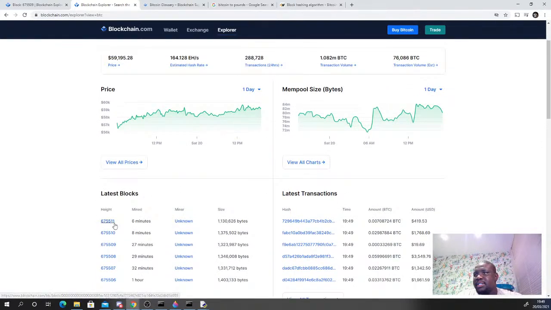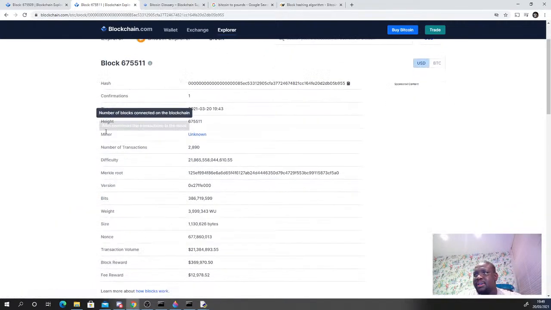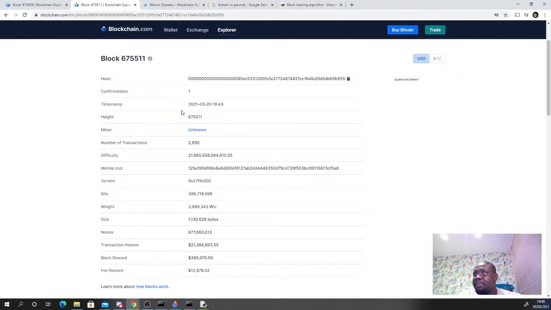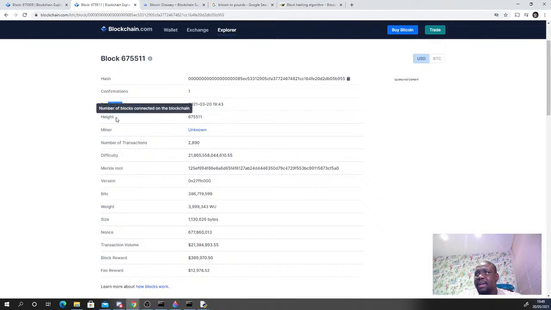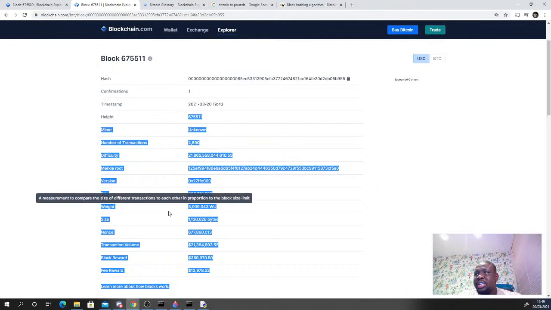Another block 6 minutes is created again. You can see the value is increasing, the block height. So a block has a number of confirmations, the hash value of the block, and the time and the height. So we're just going to take a random value.